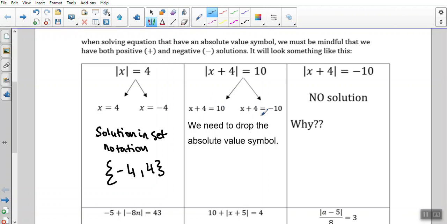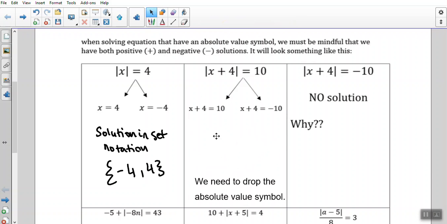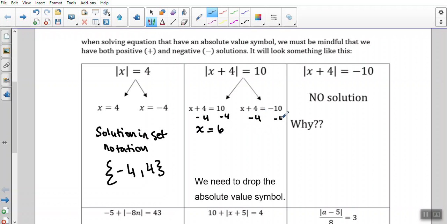I see a lot of students doing that. Just know that the way we can get rid of this absolute value symbol is by doing the positive and the negative. Okay, and then now we just solve this like we do any equations, but we just have to do 2 problems. Subtract 4, subtract 4, x equals 6, subtract 4, subtract 4, x equals -14. And then we have to write the solution in set notation, so we're going to say -14 and +6.